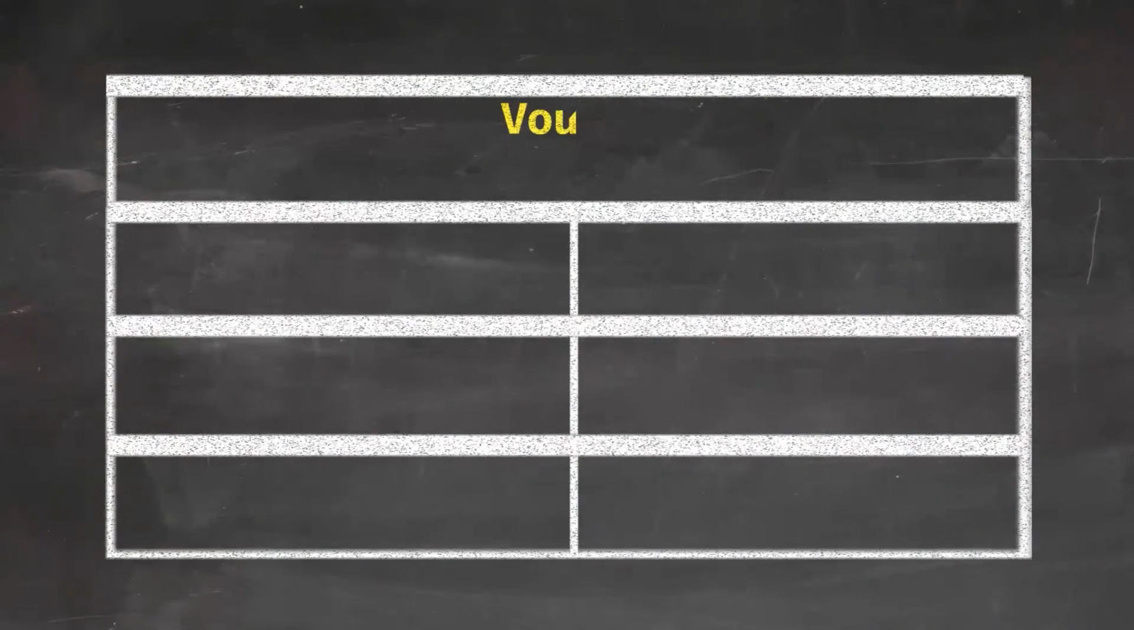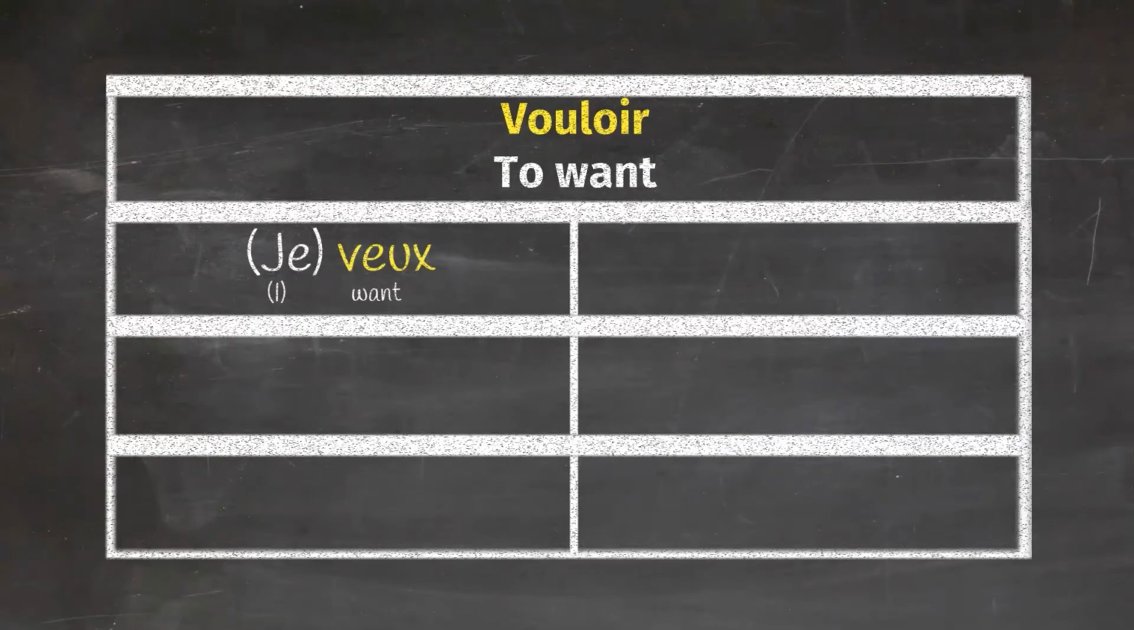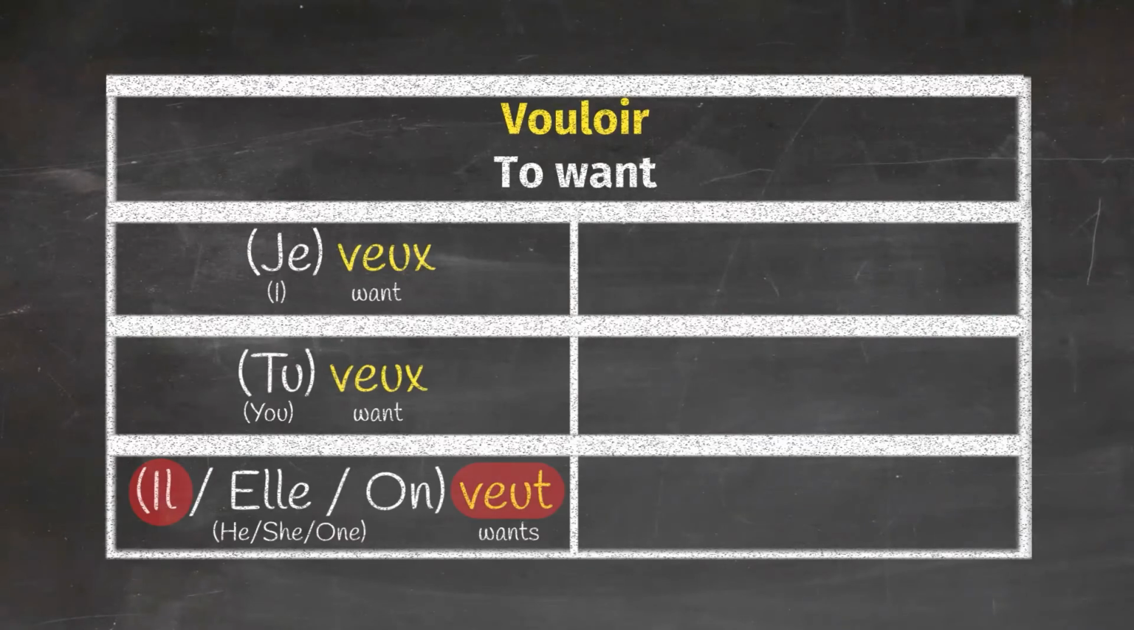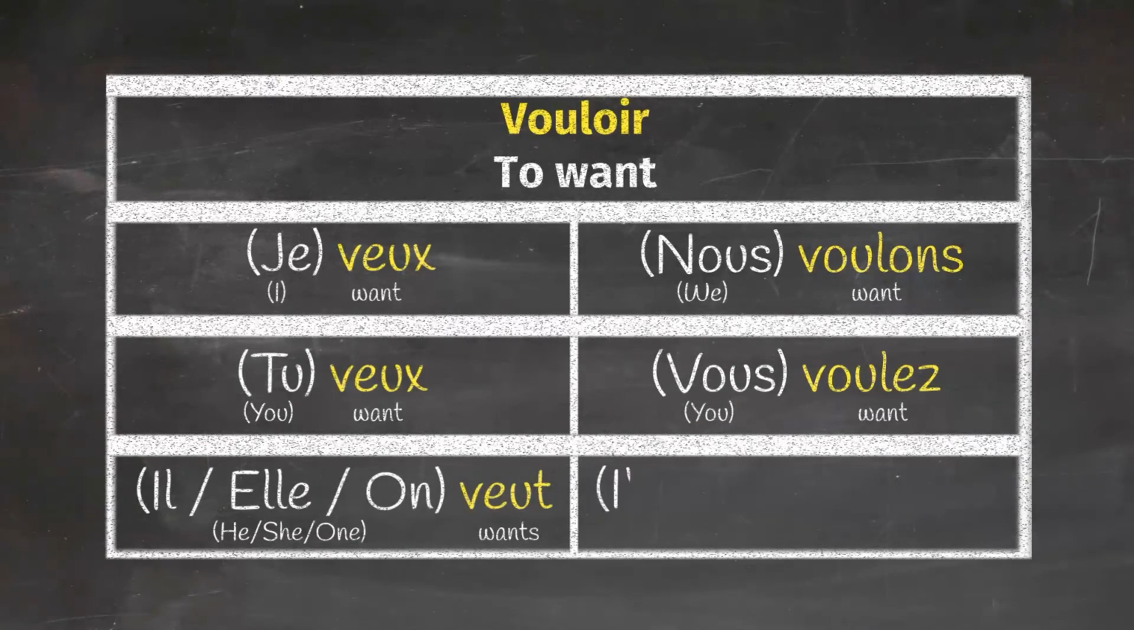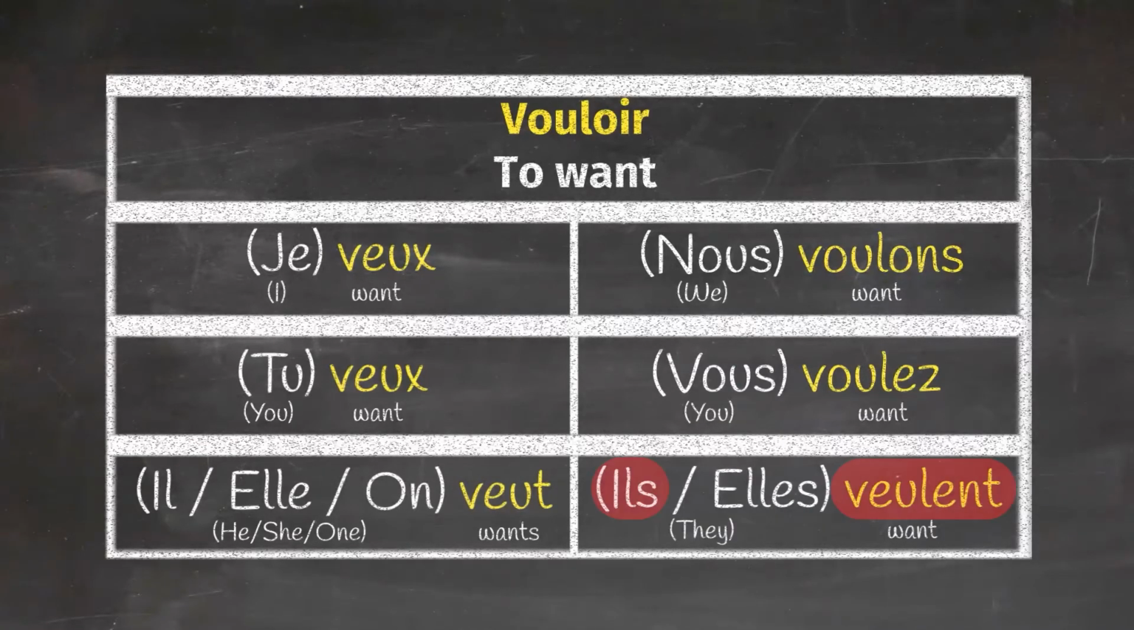Next one, to want. Vouloir. Je veux. Tu veux. Il veut. Elle veut. On veut. Nous voulons. Vous voulez. Ils veulent. Elles veulent.